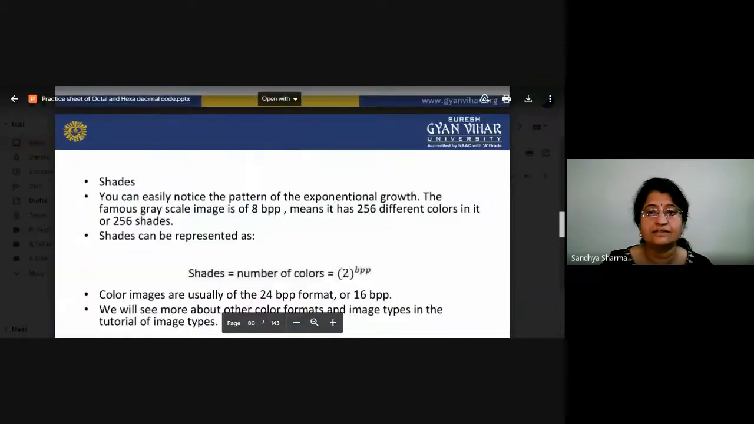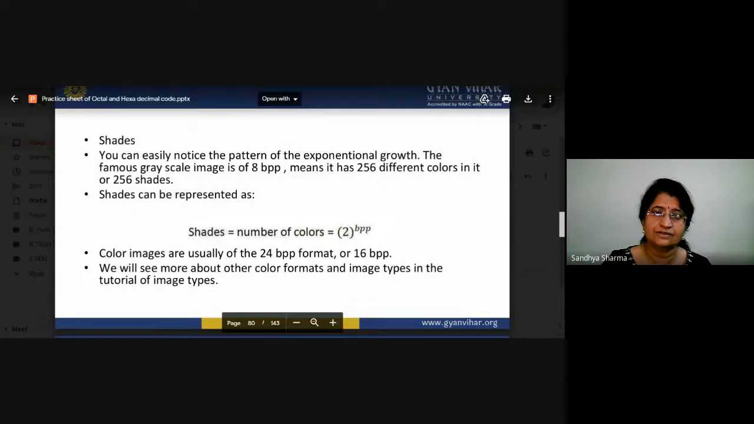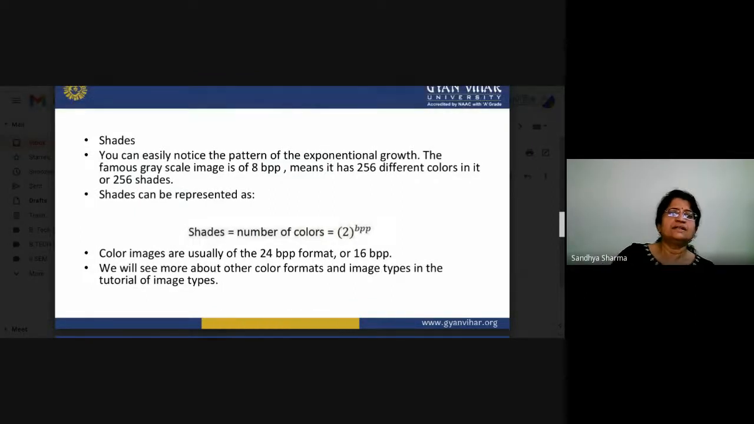Okay, so that is the number of shades of our colors that can be represented. So how many shades are there? That is based on the number of colors. Shades are basically the number of colors, and that is equal to 2 to the power BPP. Color images are usually of the 24 BPP format or 16 BPP format. So if we are talking about color image signals, generally we will design them as a 24 BPP format or 16 BPP format.